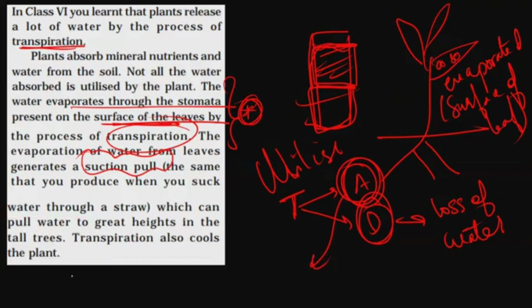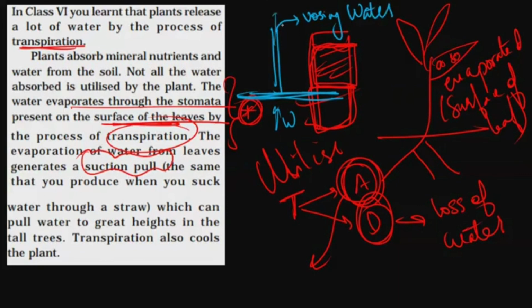Suppose I'm having something like this here. This is like a pump system. From here, I'm getting water, and from here, I'm losing my water. As I lose my water, there is a suction pull because I want more. The plant loses water and says, I want more. So this generates a suction pull upward, and so in the xylem, water is absorbed.